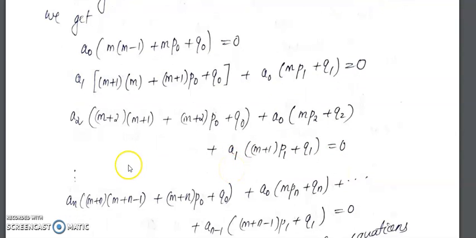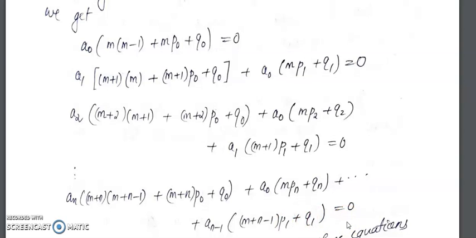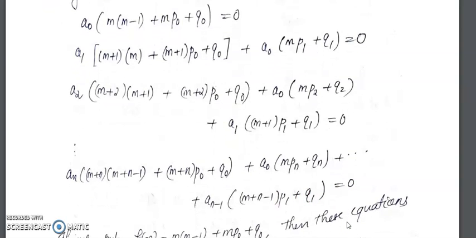Similarly, continuing this way, when you take the coefficient of x^n, the general recurrence relation is an into m plus n into m plus n minus 1 plus m plus n p naught plus q naught, plus a naught into m p n plus q n, then the a1 term will come. Continuing that way, the last term will be a n minus 1 into m plus n minus 1 p1 plus q1 equal to 0. And so these are going to be our equations.